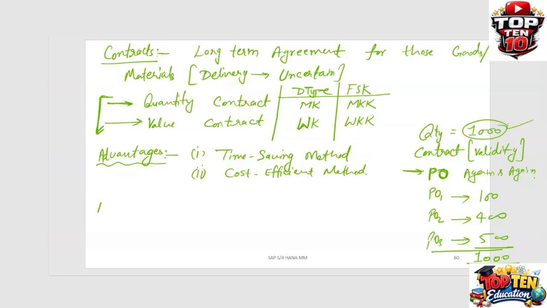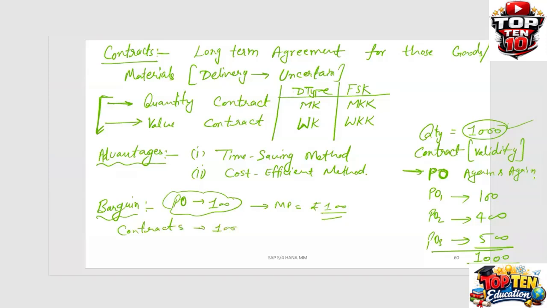In procurement, there is one term, bargaining. When we procure anything, we do the bargaining. In the first case, we are creating one purchase order only for 100 items. So for 100 items, the material price is, let us consider, 100 rupees. But there is one condition: we are creating one contract, not for 100, but for how many quantities? We are creating it for 1000 quantities.